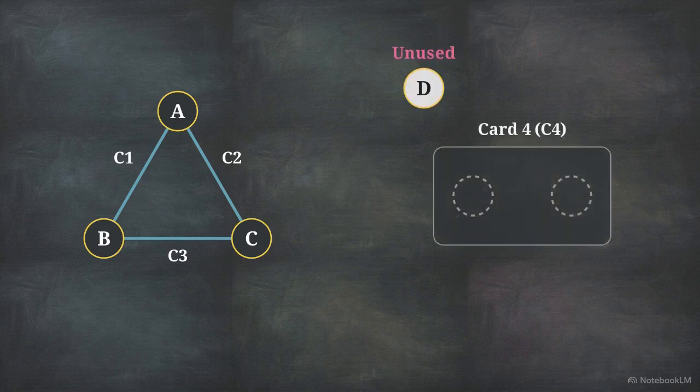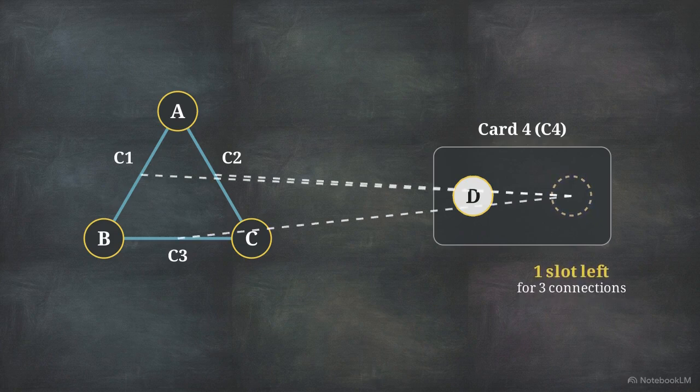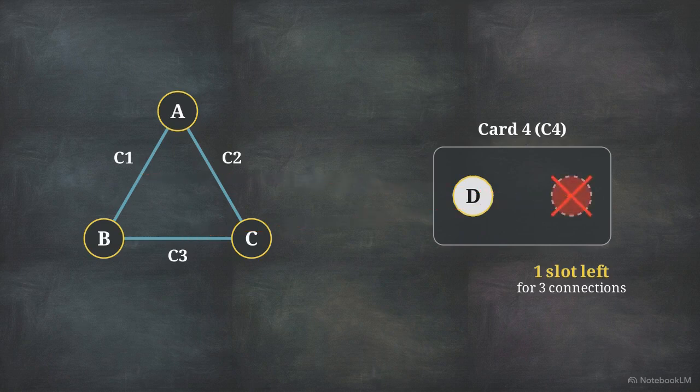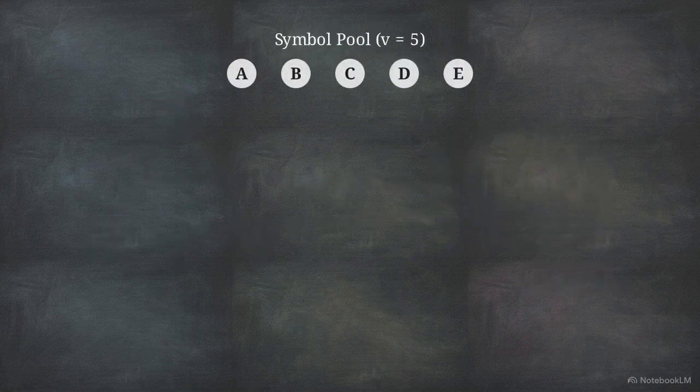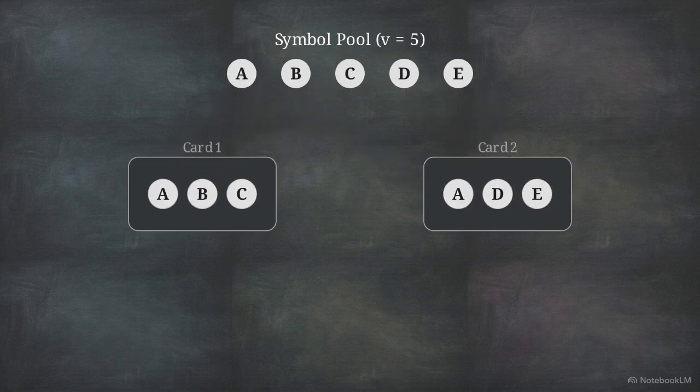If we try to squeeze in a 4th card using D, it still has to connect to all 3 of the existing cards. But a 2-symbol card only has 2 slots. It physically cannot make 3 distinct connections without breaking our rule. Let's scale up slightly. We now have 5 available symbols, and each card holds 3. Building the first 2 cards is simple, ABC and ADE. They share exactly 1 letter, A.